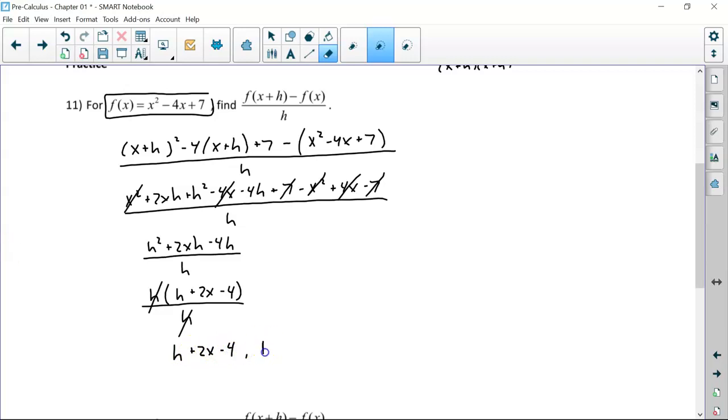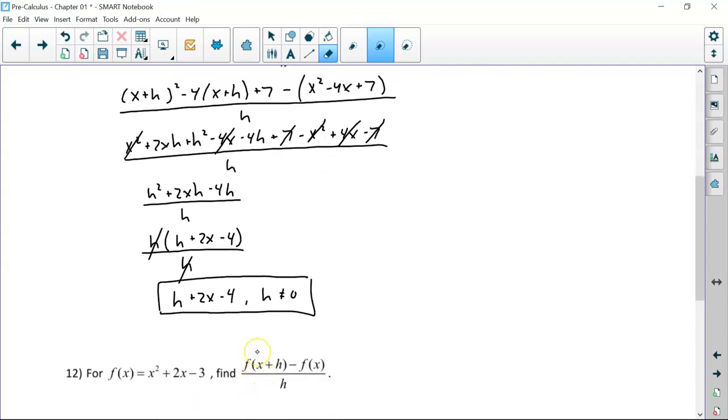And keep in mind that h cannot equal 0, because if it equals 0 right in the beginning, you get division by 0. So that's our restriction. And there is our difference quotient. It's really all about substitution. Like I said, you will see this in calculus.